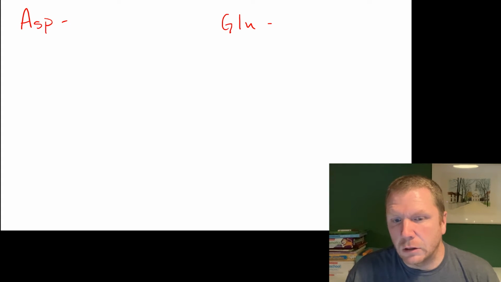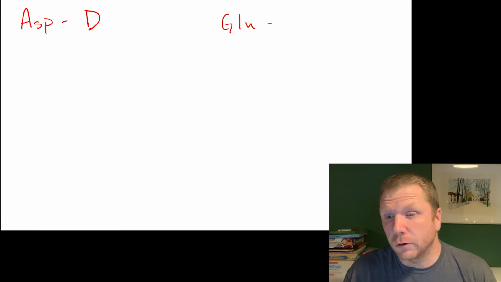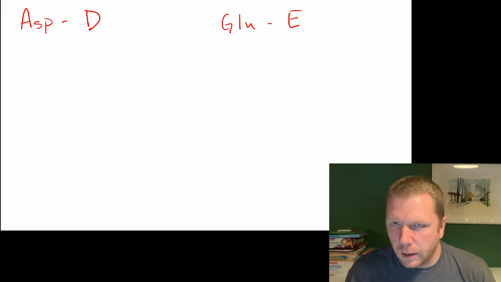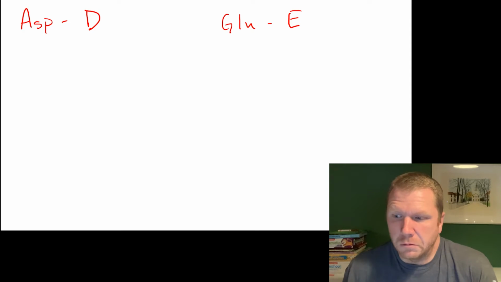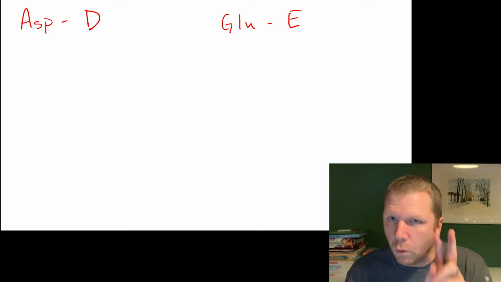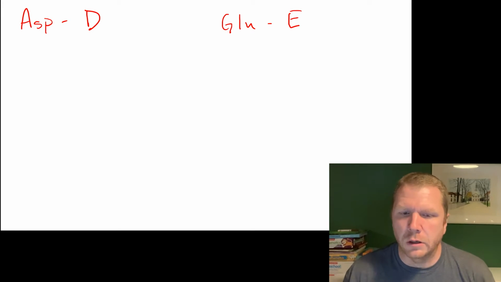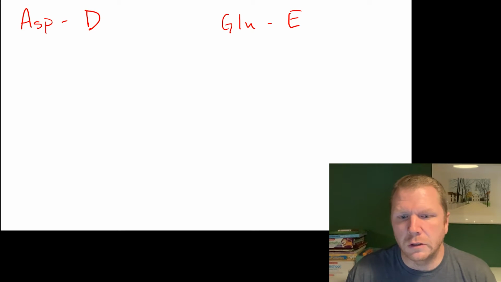Aspartic acid has a single letter code of D, and glutamic acid has a single letter code of E. Now, I like these two amino acids because it's easy to remember that these are the only two amino acids that have R groups, or side chains, with negative charges. Now, the way that I like to draw amino acids is fully protonated. So I'm going to draw both aspartic acid and glutamic acid in their fully protonated state.